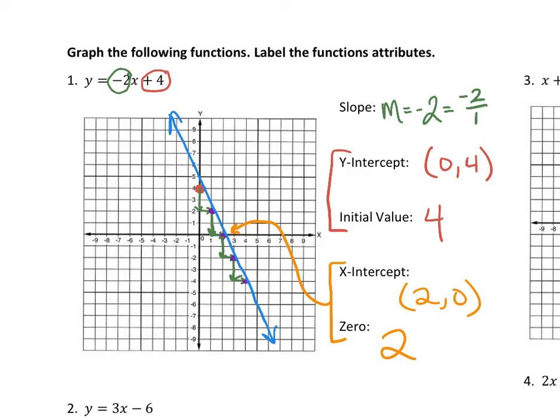Quick recap. We started with the y-intercept or initial value. That's in red. Then we used the slope, written in green, to get more points, more coordinates along the line. We went down 2 over 1, down 2, right 1, down 2, right 1, until I felt confident that I could draw a semi-straight line between all of these points, put arrows at the end, and label all of my function's attributes.